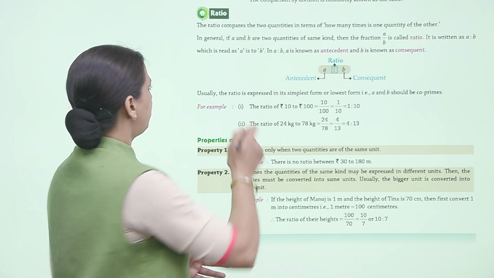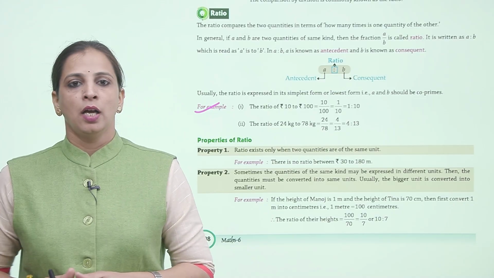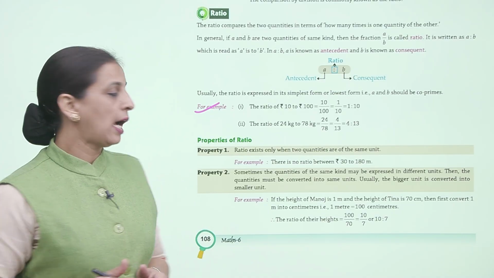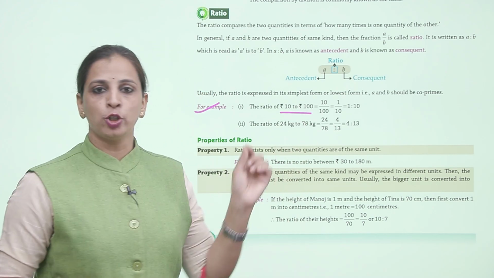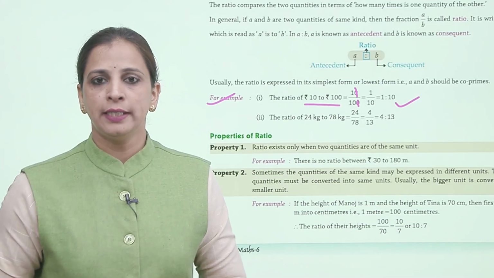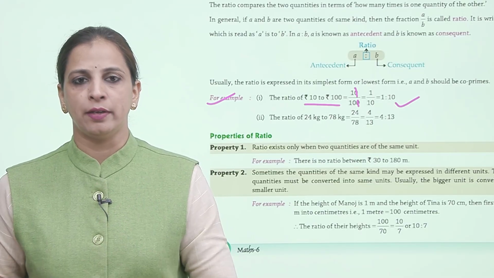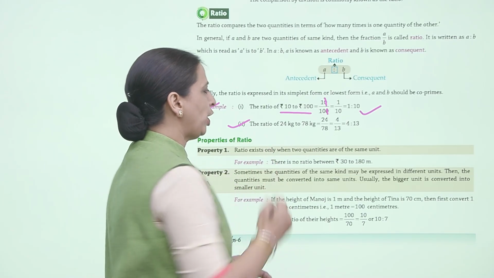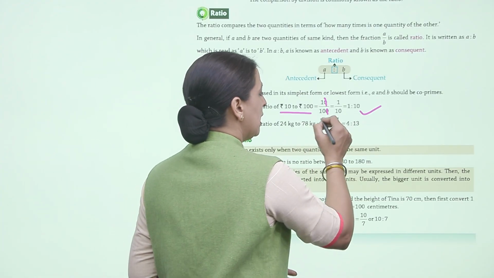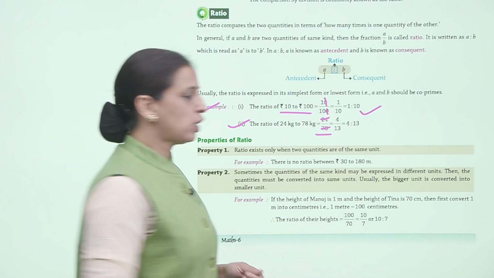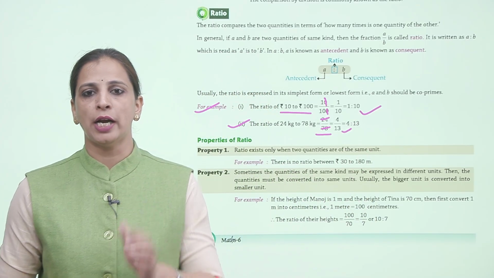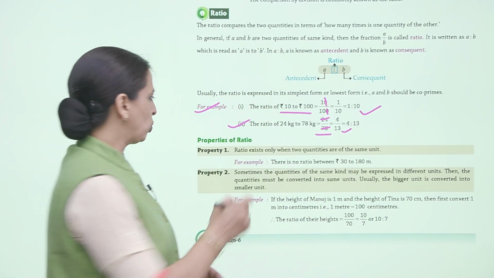Now, example. First, the ratio of rupees 10 to rupees 100. 10 to 100. So, 10 upon 100, 0 से 0 cancel, that is 1 upon 10, that is 1 is to 10. Second, the ratio of 24 kg to 78 kg, that is 24 upon 78. 6 से इनको cancel किया, 6 4s are 24, 6 1s are 6, 6 3s are 18, that is 4 is to 13.